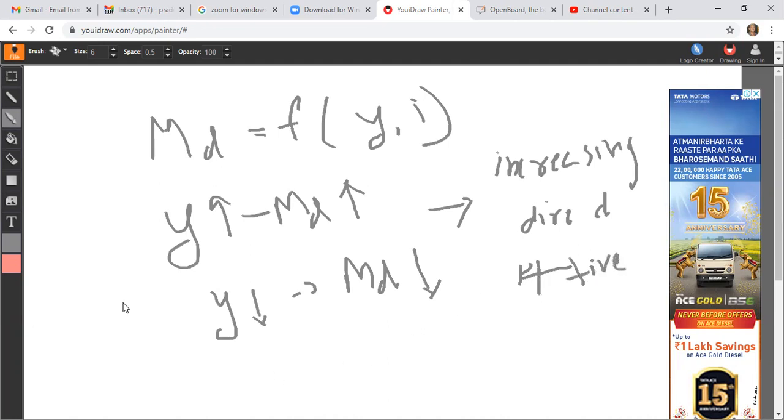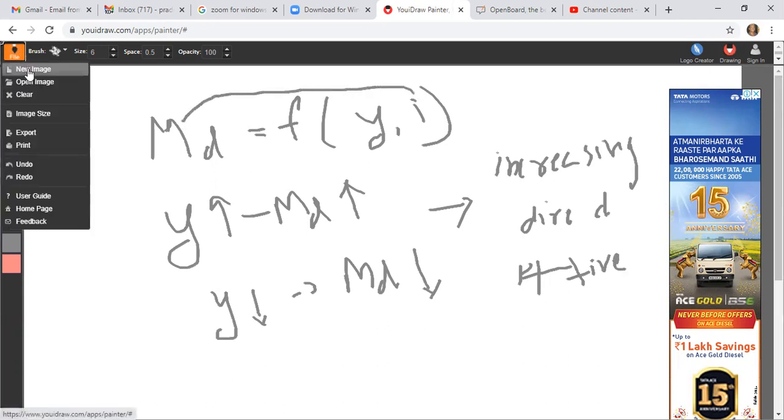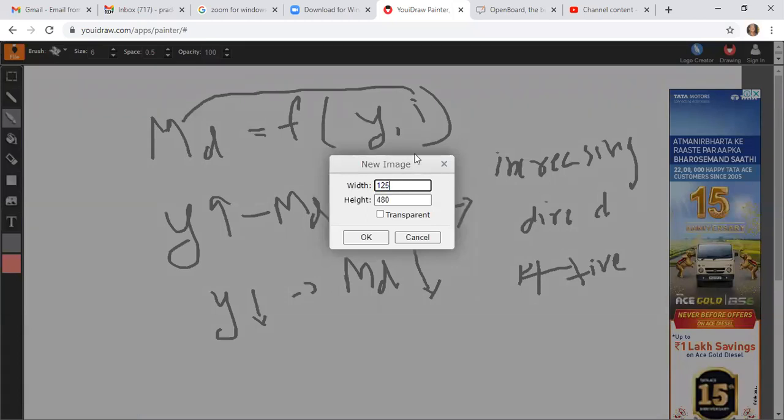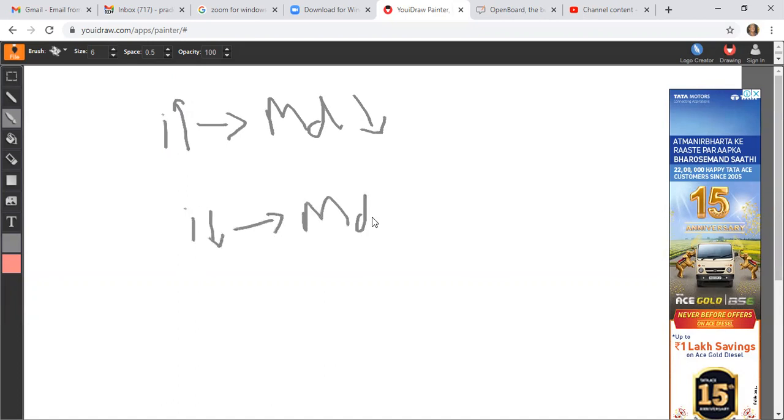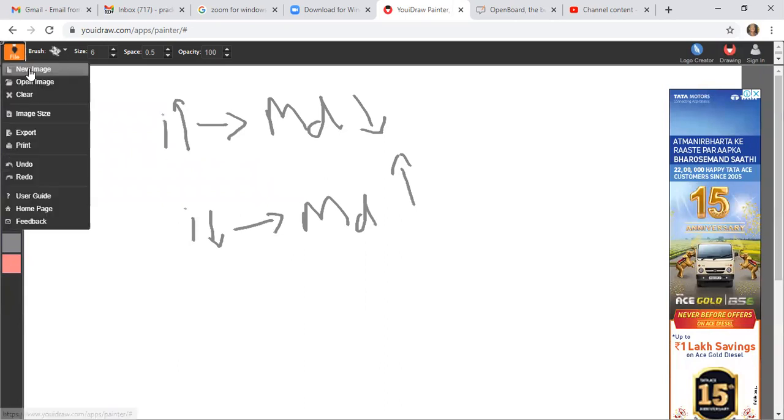Now what's the relation between demand for money and interest rate? As interest rate increases, demand for money falls, and as interest rate falls, demand for money increases. So the relation is inverse, indirect, or negative, or demand for money is a decreasing function of the interest rate. Now we will show this with the help of a figure.